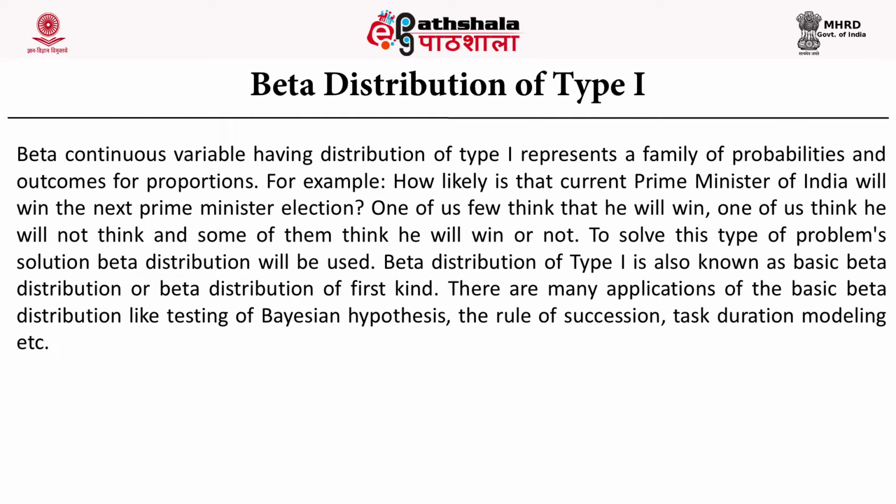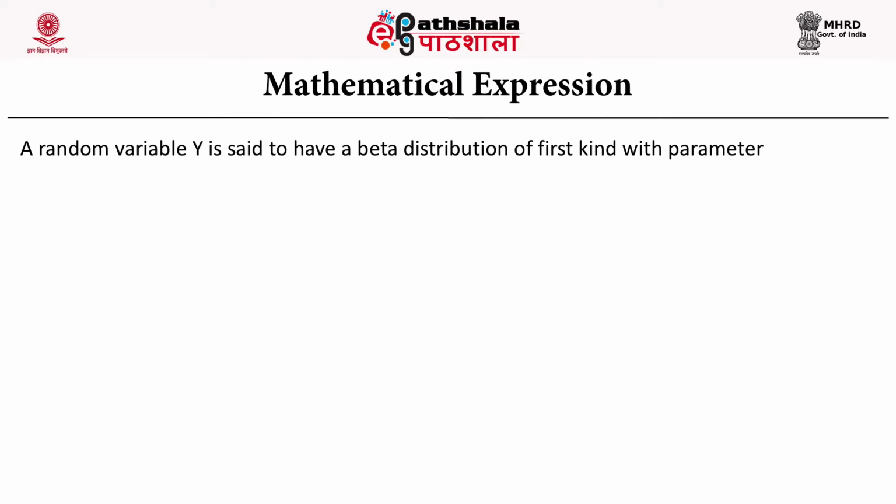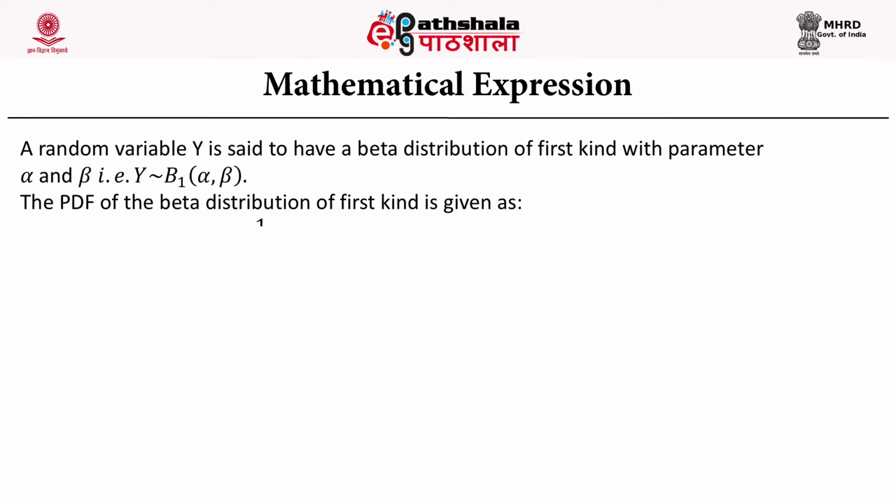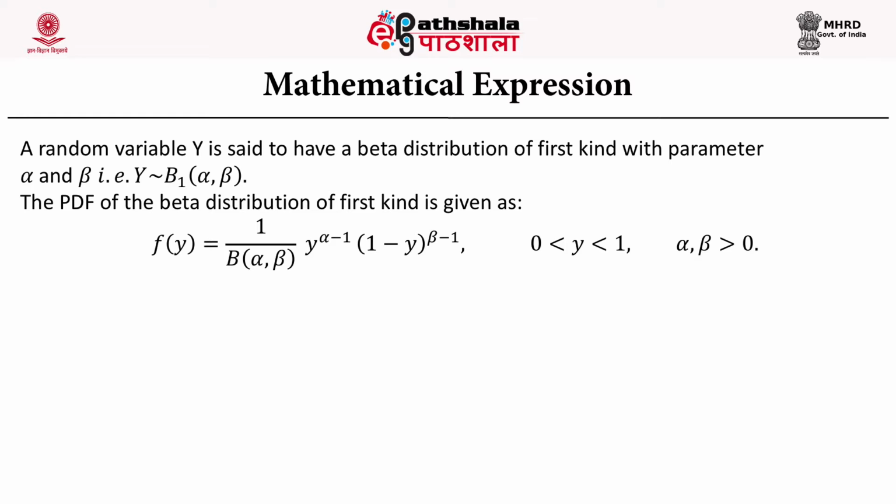Beta distribution of type 1 is also known as the basic beta distribution or beta distribution of the first kind. There are many applications of the basic beta distribution, like testing of Bayesian hypothesis, the rule of succession, task duration modeling, etc. The mathematical expression of the beta distribution: a random variable y is said to have a beta distribution of first kind with parameters alpha and beta, that is, y follows beta 1 with parameters alpha, beta.